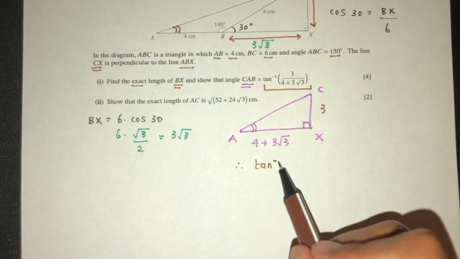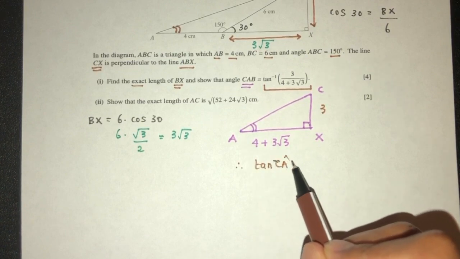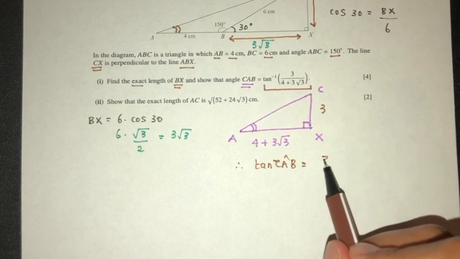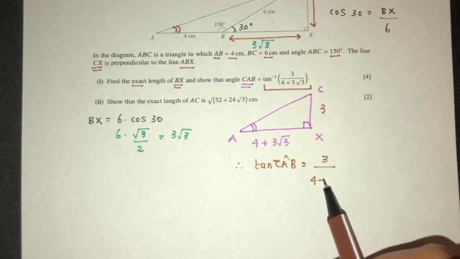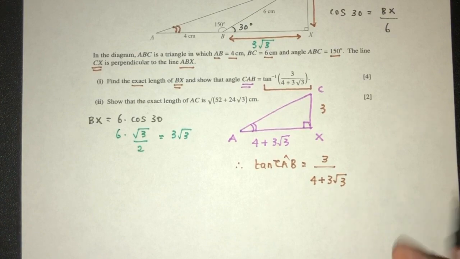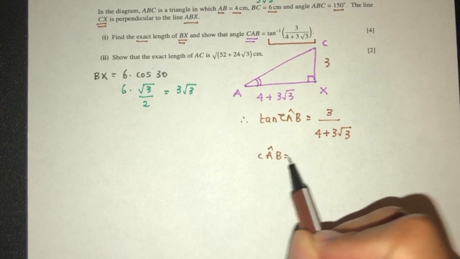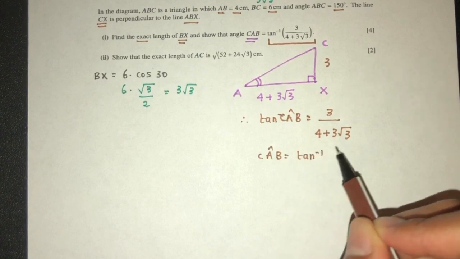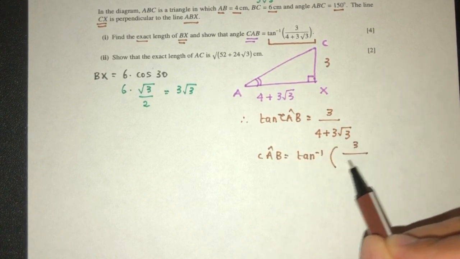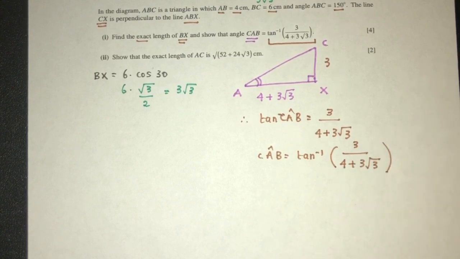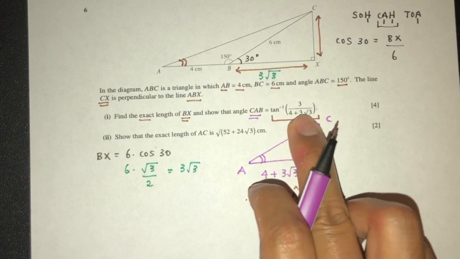So from this we can derive obviously tan is opposite over adjacent. So tan of angle A, so CAB, you can write that if you want to. That should be the opposite side, 3, over the value of the A side. This is just by definition. So finally the angle CAB is going to be tan inverse of 3 over 4 plus 3 root 3. That will be shown as required for part 1.